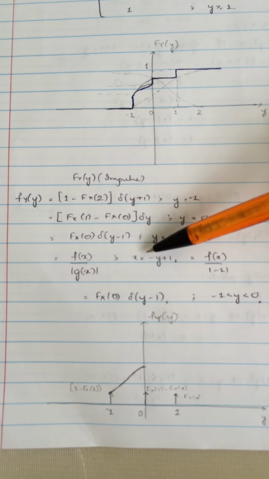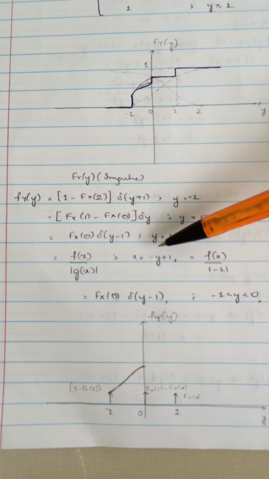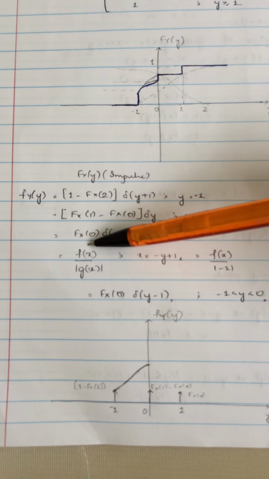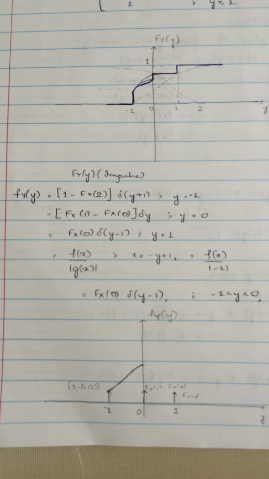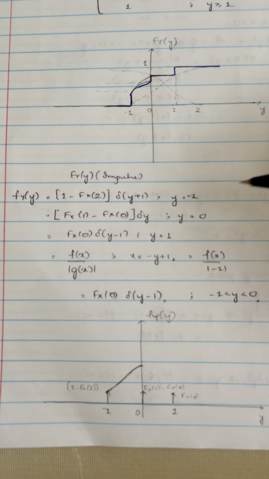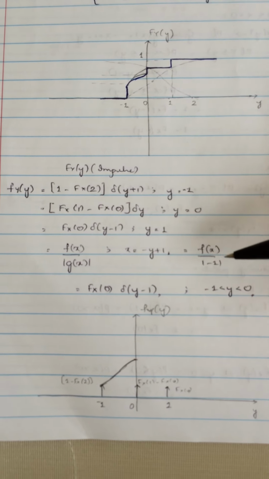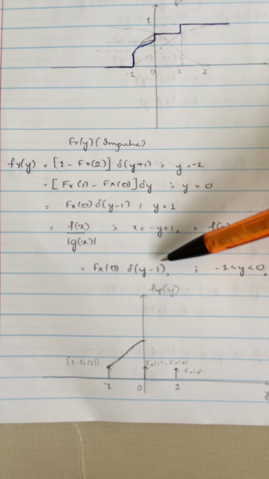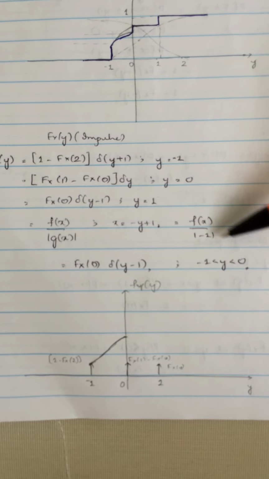And similarly, for the interval of x, it becomes f of x divided by modulus of g prime of x, where x is equal to minus y plus 1, so it becomes f of x by modulus of minus 1. That is nothing but f_X of 1 minus y for the interval minus 1 to 0.